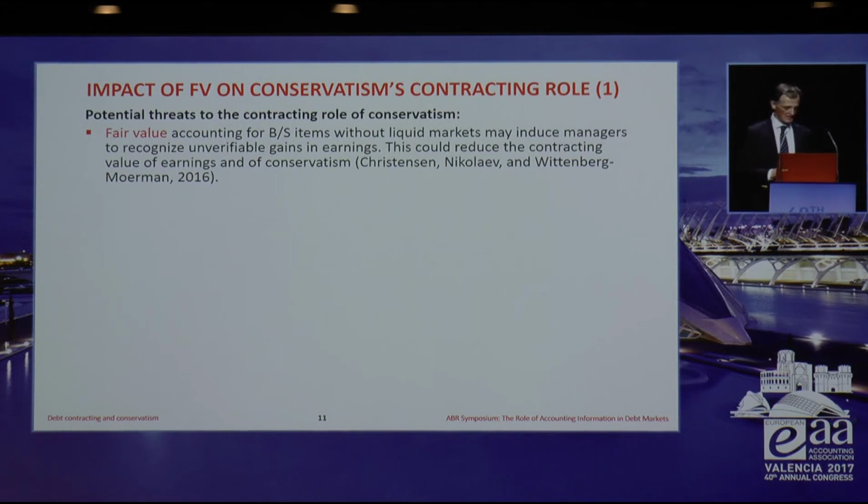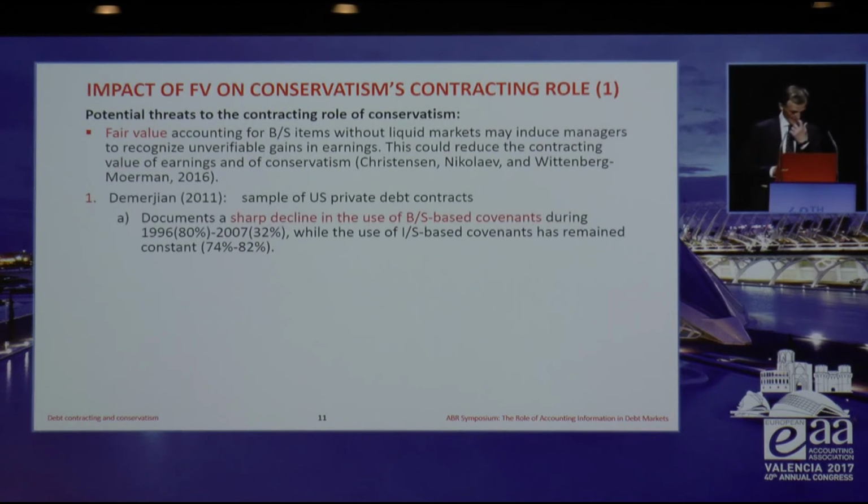And so the claim is that fair value accounting for balance sheet items without liquid markets may induce managers to recognize unverifiable gains in earnings that could reduce the contracting value of earnings and of conservatism. Okay, so this is the claim. And this piece of evidence seems to support this claim.